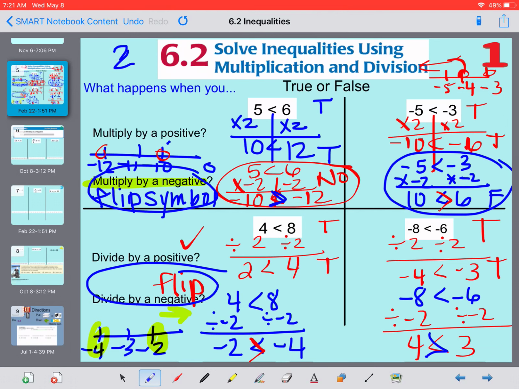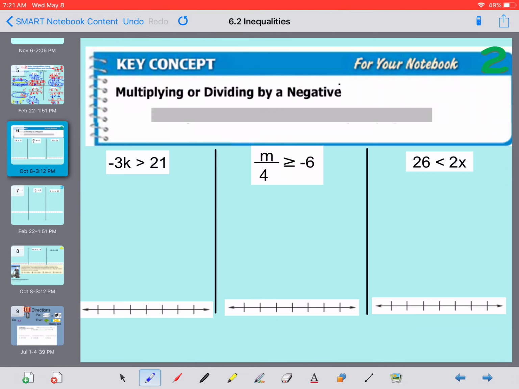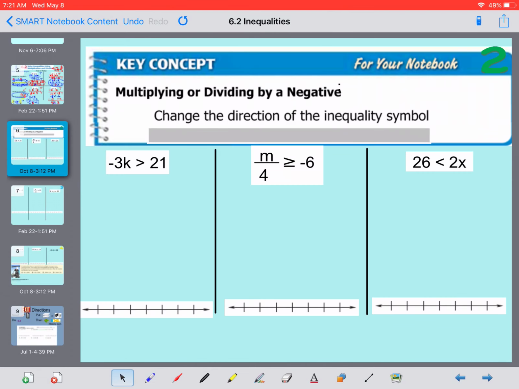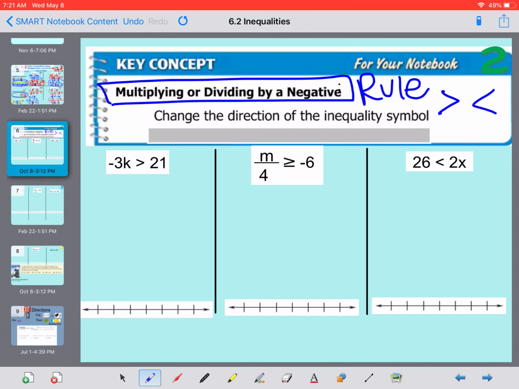So with all this being said, these examples, if you multiply or divide by a negative, you have to change the direction of our inequality symbol. That is our rule for when you multiply or divide by a negative number. So let's look at some examples here. Here are 3 inequalities that we need to solve and graph.